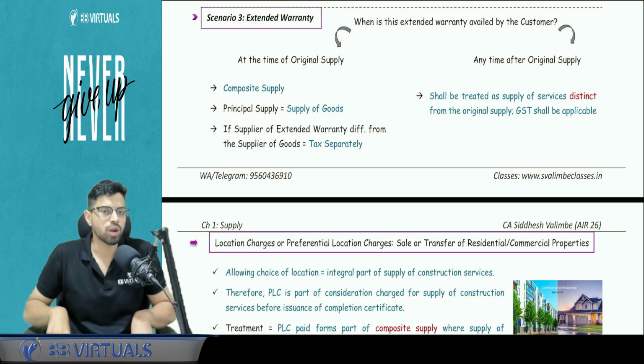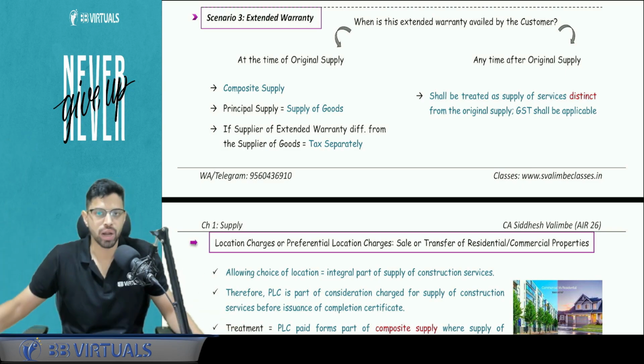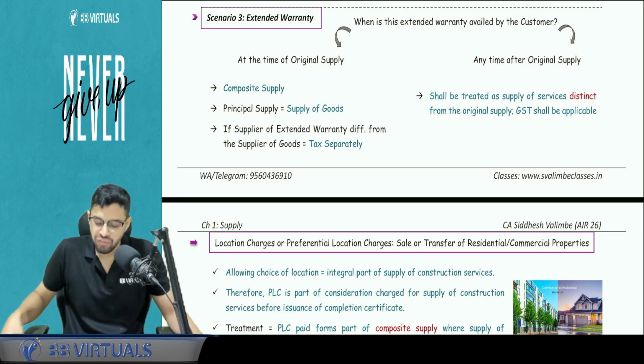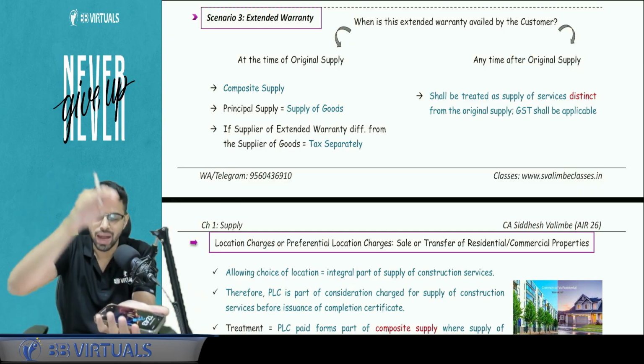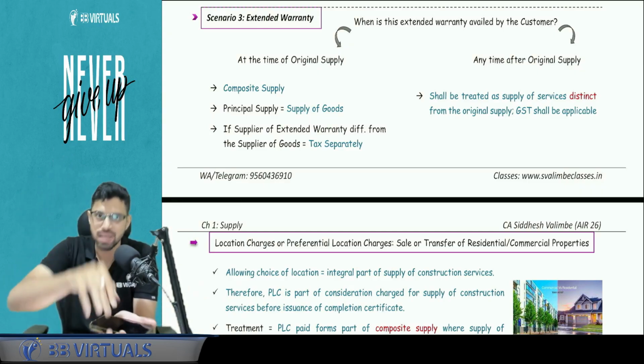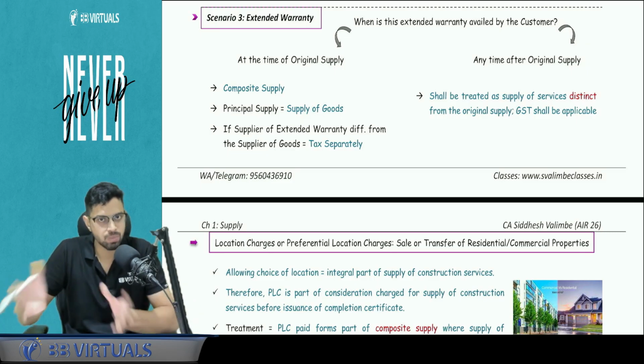In case of extended warranty, what is extended warranty? I pay something and I get, let's say, 1 or 2 years more warranty along with the goods that I'm buying. If I'm buying extended warranty at the original time of supply of goods, so I'm buying these goods, and along with it I'm buying extended warranty from the same supplier, this is a composite supply. This will not be taxed separately, because this becomes a bundle.